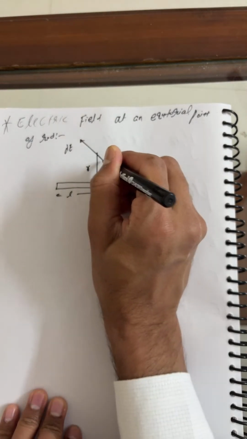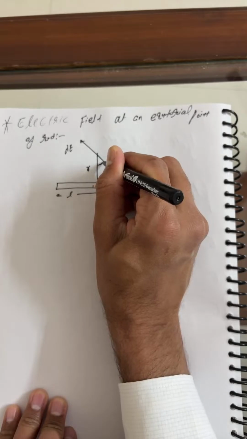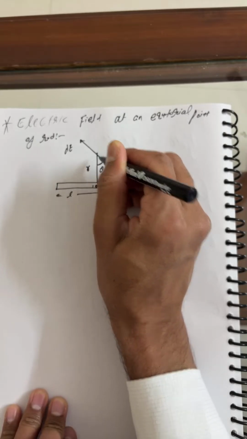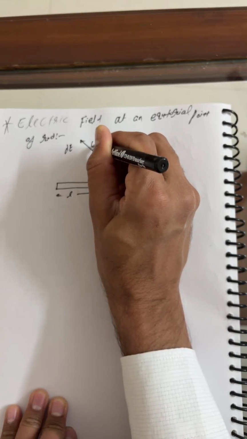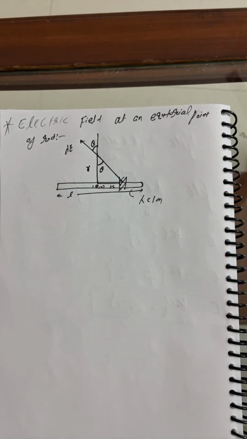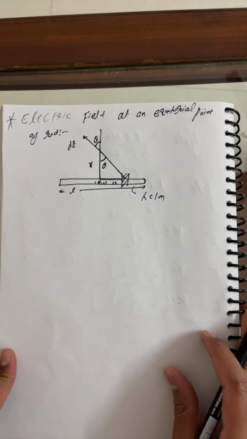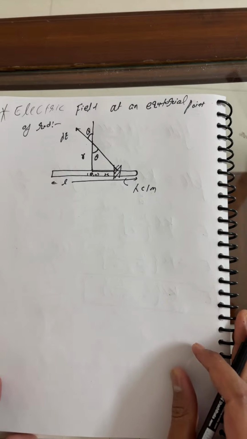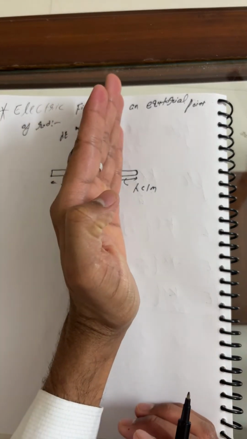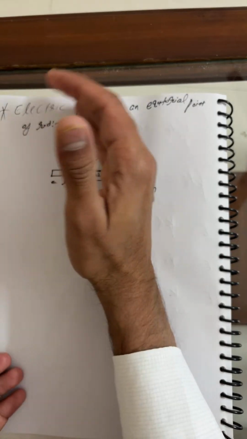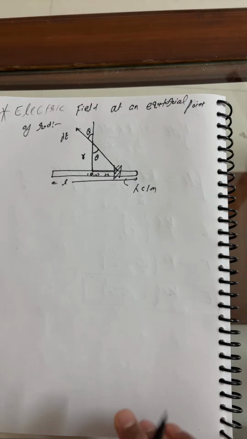Now let us suppose this angle I'm calling theta. So this angle also remains theta. Electric field is a vector quantity, so I can take dE cos theta and dE sin theta. Just keep this in your mind.